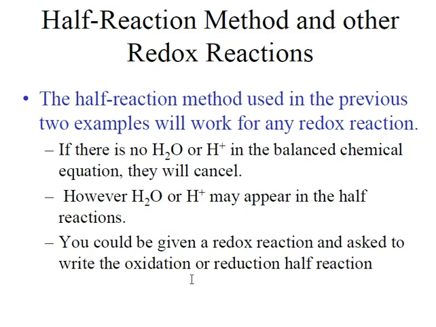The method that we looked at in these 2 examples will work for any redox reaction. If there's not water or hydrogen in the balanced equation, it's because it may have canceled from your half reactions, or there may have been no hydrogen or oxygen involved, so you may not have needed it. Sometimes, though, you will have hydrogen and oxygen in the half reactions, and then they'll cancel out when you put those together.